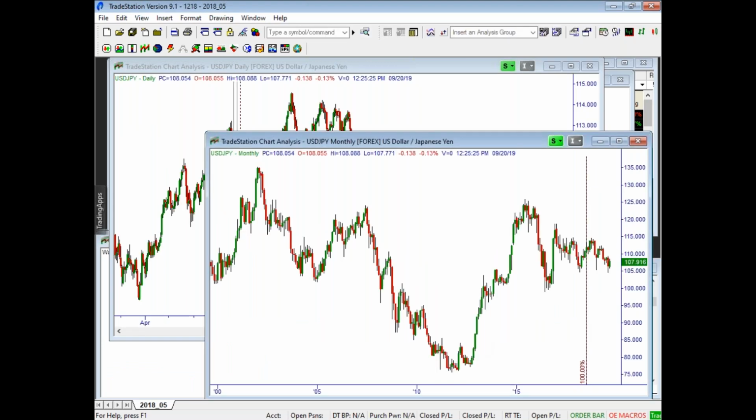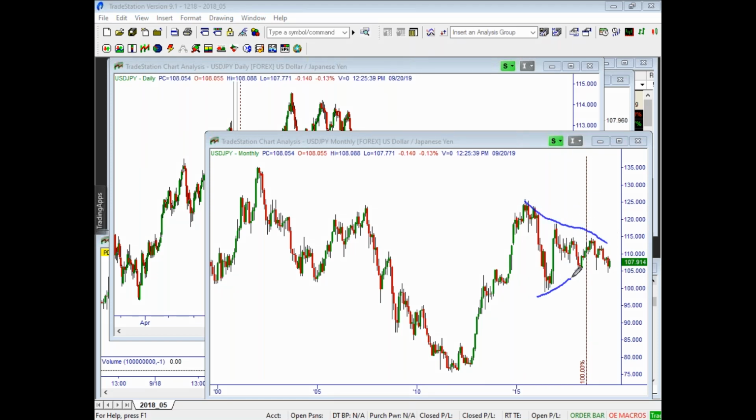Dollar yen. Here's our weekly. Weekly on this again is another iffy one, or sorry, this is monthly rather, but it's another iffy one because we've got this symmetrical triangle. And the thing with symmetrical triangles is a lot of times they try to break one way and then flip and break the other way. So we're kind of seeing that two wave move on the downside. This is coming into a potential flip zone.